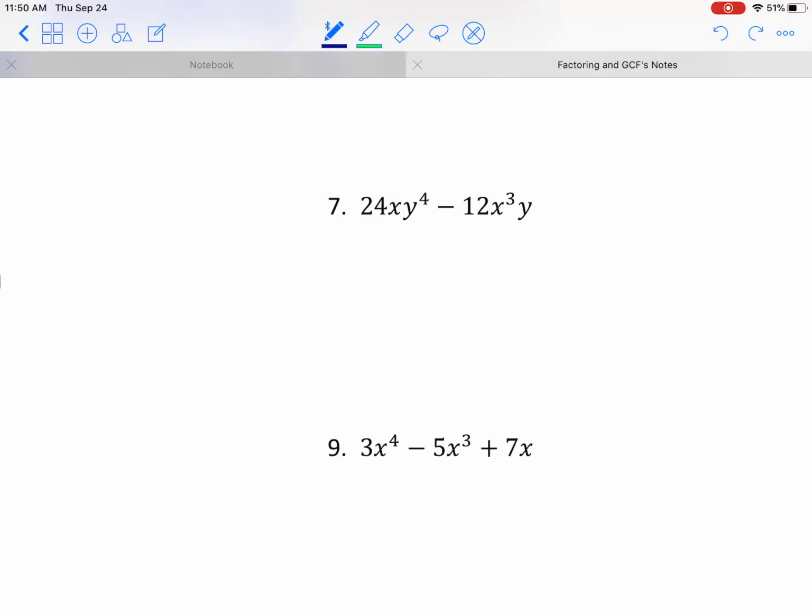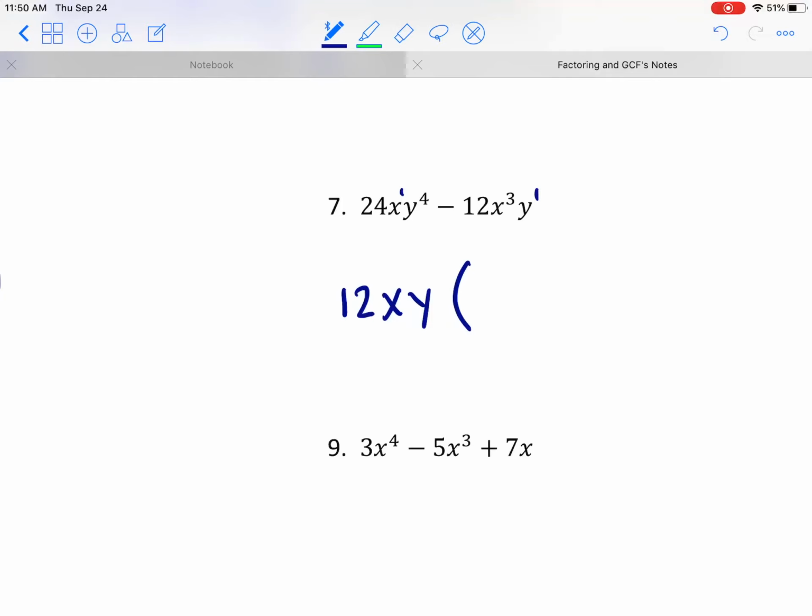Let's try this again. What's the biggest number that goes into 24 and 12? Well, that's going to be 12. And we've got 1x here, 3 there, so 1x in common. And 4y's there, but 1 there, so 1y in common. So GCF is 12xy. We're going to put that outside of our parentheses.